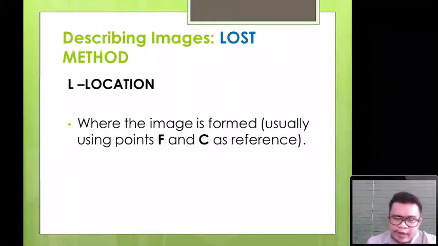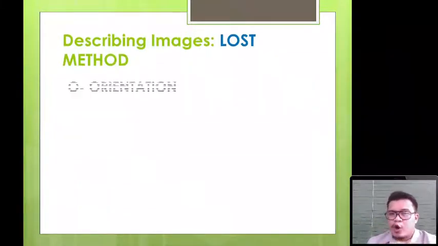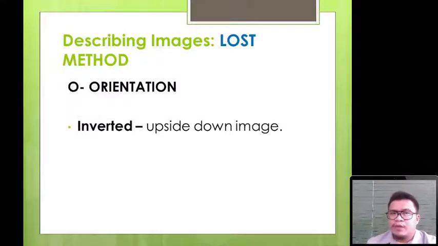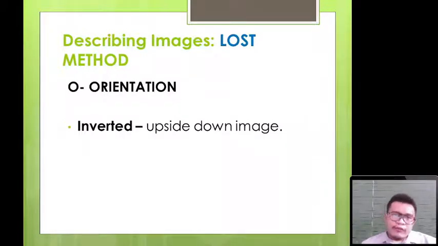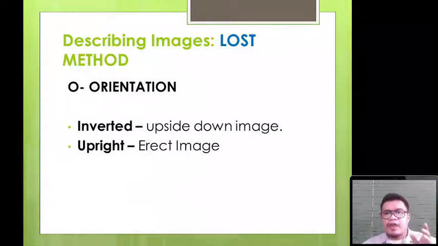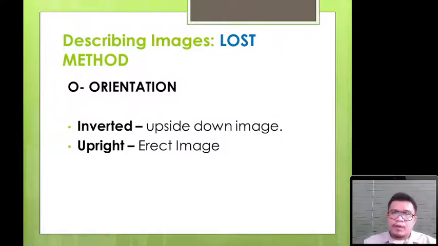What is F again? That is your focal point or your focus. And C here stands for your center of curvature. Let's move on to the next. O stands for orientation. When we speak of orientation, that's how your image will look in reference to the object. When you say inverted, that means the image is upside down, meaning it has a different orientation from the object. For example, if the object is standing, then maybe your image is inverted or upside down.